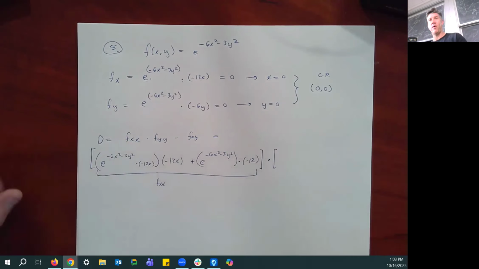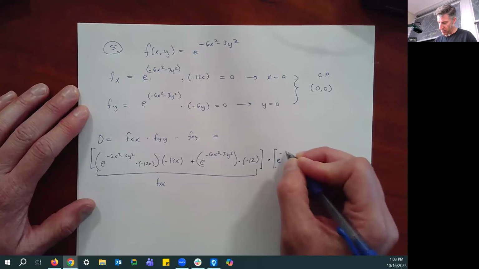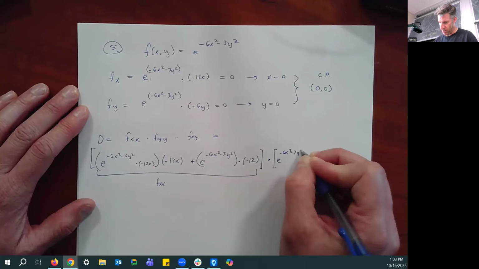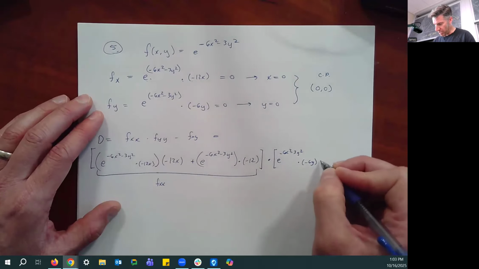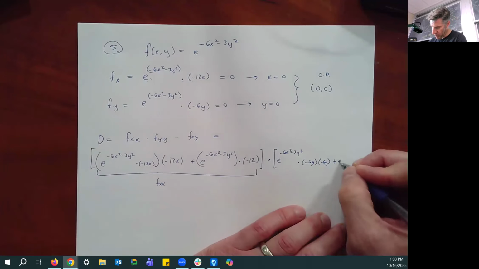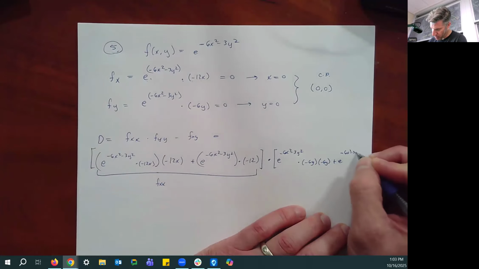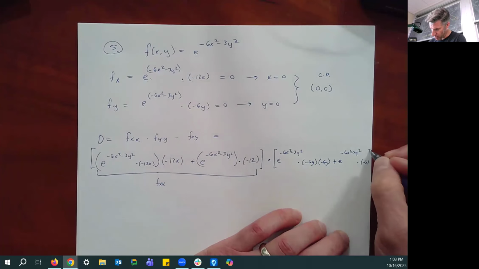Now, the good news is fyy is pretty much the same thing. fyy is going to be, I'm trying to make it look a little bit less lengthy here, e to the negative 6x squared minus 3y squared times negative 6y times negative 6y plus e to the negative 6x squared minus 3y squared times negative 6. Goodness gracious, it's terrible.